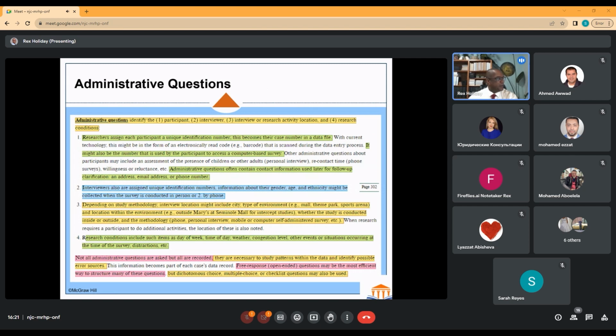Okay, so depending on study methodology, interview location might include city, type of environment, for example, mall, theme park, sports arena, location within the environment, whether the study is conducted inside or outside, and the methodology: phone, personal interview, mobile or phone, self-administered survey, etc. And then research conditions include such items as day of week, time of day, weather, congestion level, other events or situations occurring at the time of the survey, distractions, etc.